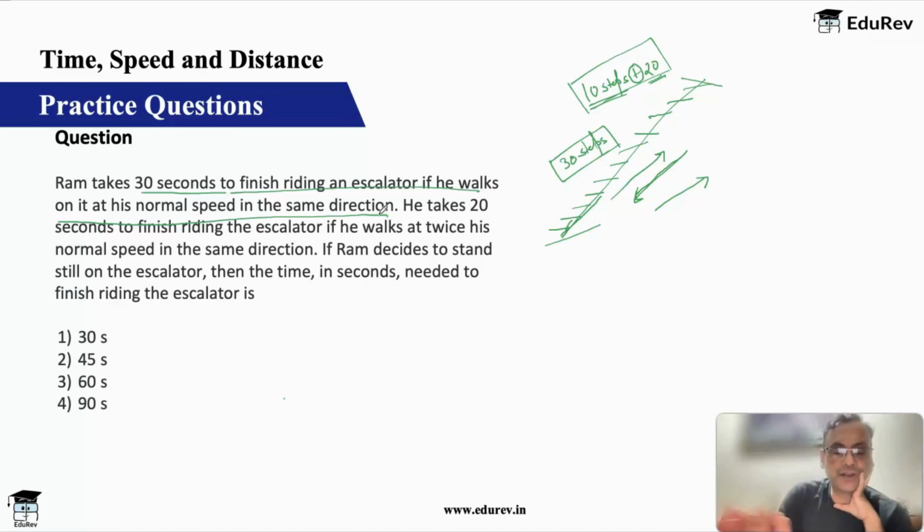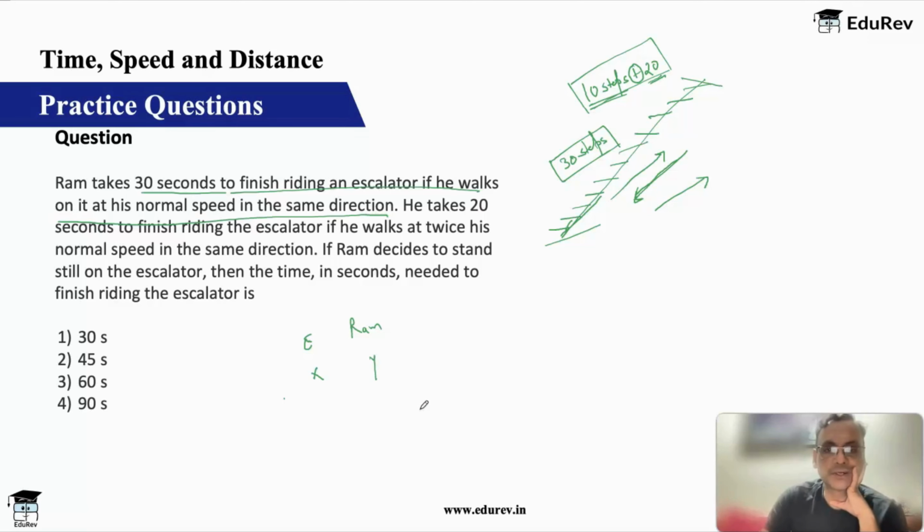Okay, so here we have data on seconds. He takes 30 seconds to finish riding an escalator. So we'll assume that his speed, so here we'll not use the steps concept, we'll use the speed concept. So the escalator has a speed of x and Ram has a speed of y. Okay, and let's say meters per second.